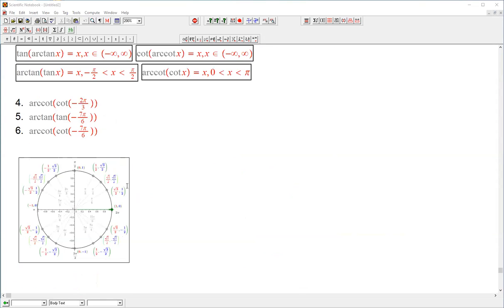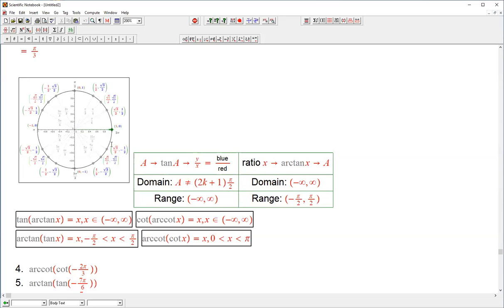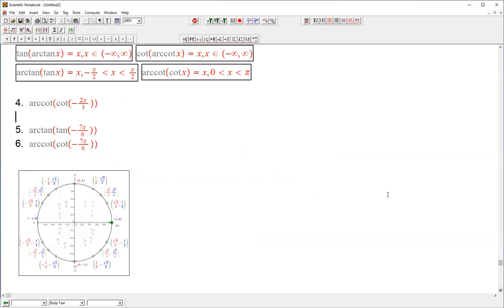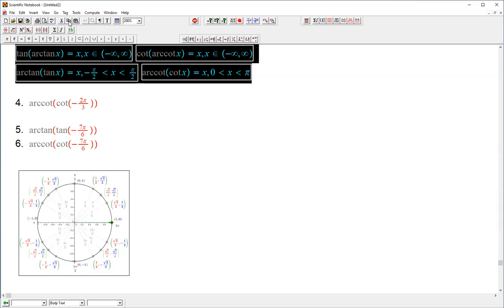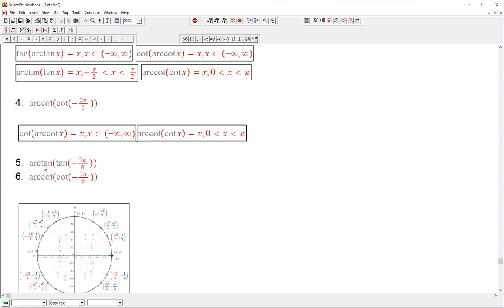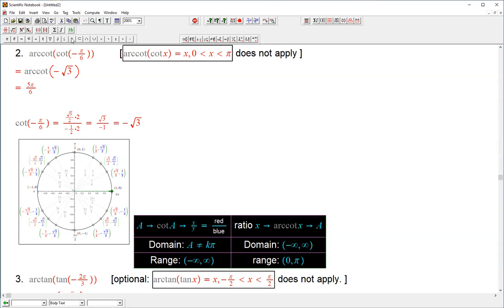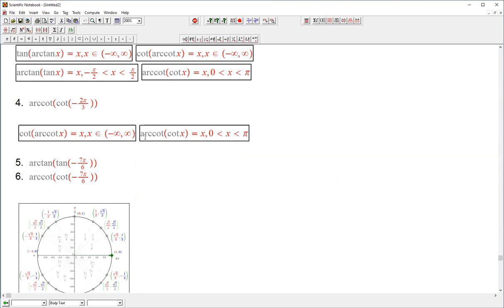So let's continue on number 4. Arc cotangent. Okay, number 4, what information do we need? Well, we need to know the perks. Among all the perks, this is not going to apply, and that's not going to apply. Which one of these two could possibly apply? This is not going to apply at all, so the only possible one is this one, and apparently it doesn't apply. We also need to be aware of the cotangent domain and range.